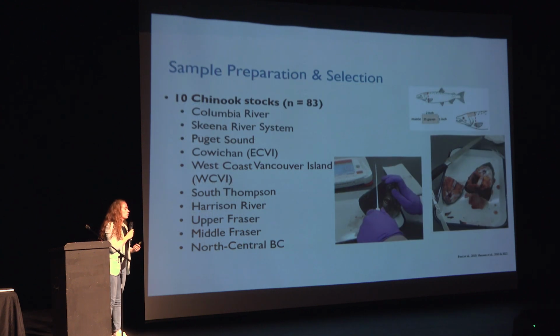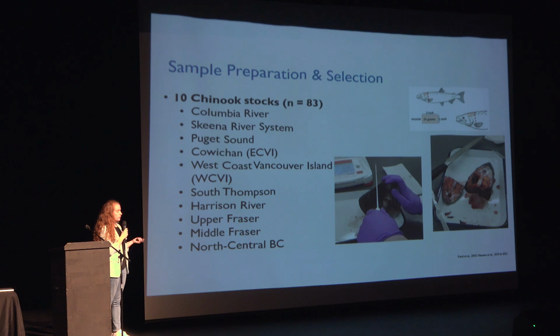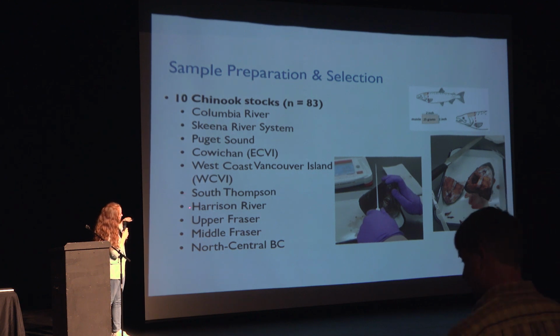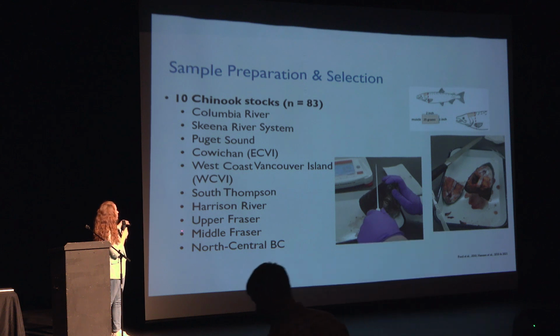Based on northern and southern resident feeding studies, we selected the following 10 Chinook stocks. Once we collected the heads, we were able to do DNA analysis to determine which Chinook is part of which stock. So we have a few US stocks, but mostly these are Canadian. The Fraser River salmon are South Thompson, Harrison River, Upper Fraser, and Middle Fraser.